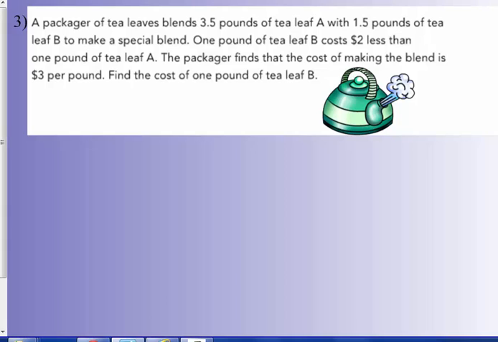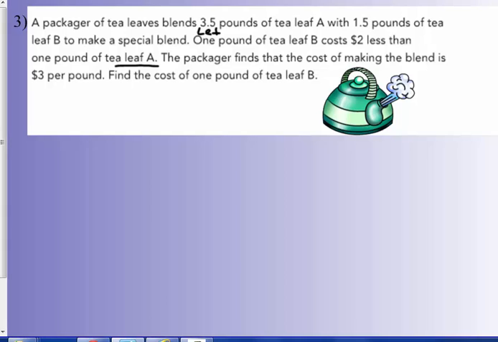Number 3. Here's number 3. A packager of tea leaves blends 3½ pounds of tea leaf A with 1½ pounds of tea leaf B to make a special blend. 1 pound of tea leaf B costs $2 less than 1 pound of tea leaf A. There's my let statement. A is more expensive. The packager finds that the cost of making the blend is $3 per pound. Find the cost of 1 pound of tea leaf of B.